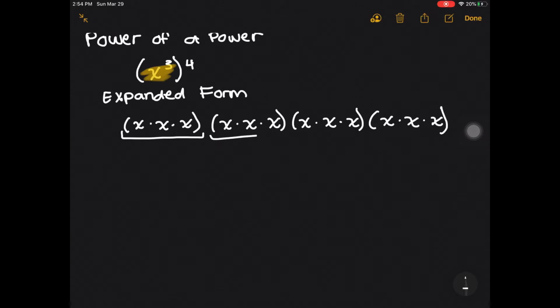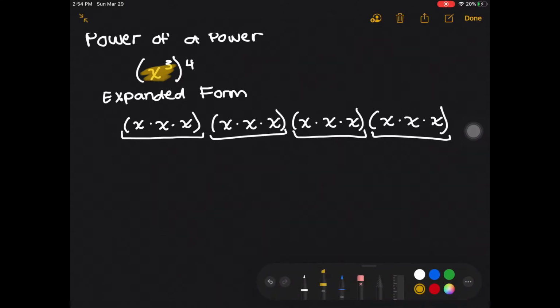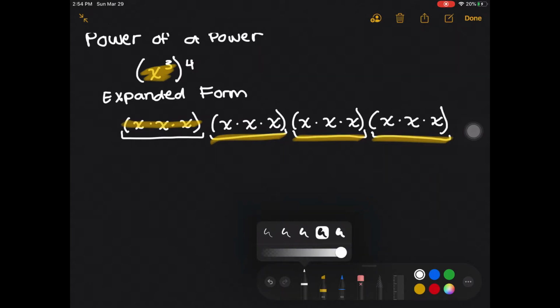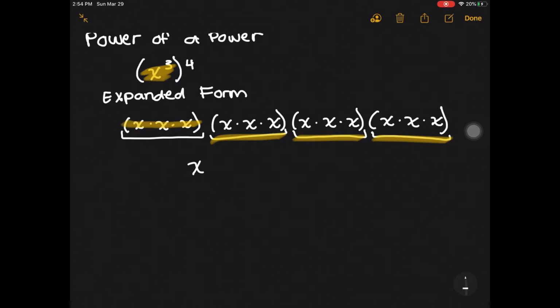So we've got 1, 2, 3, 4. So we've essentially got our first x to the third to the fourth. We've now got that x to the third to the fourth power. When you count up all of these x's, you can see that there are now 12. When we want to simplify this problem at the end, we can write this as just x to the 12th power, because we know that this is x times itself 12 times. So this is now x to the 12th.